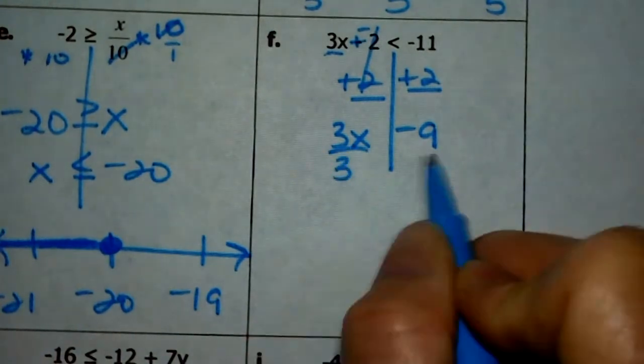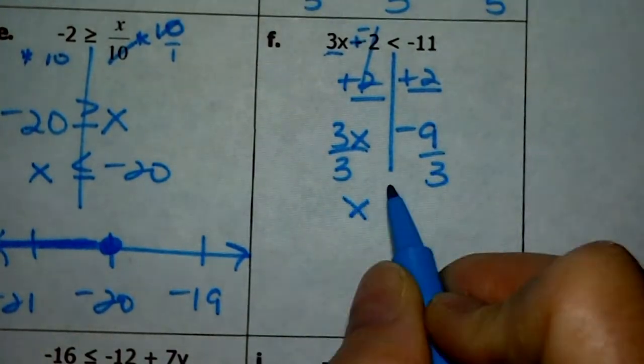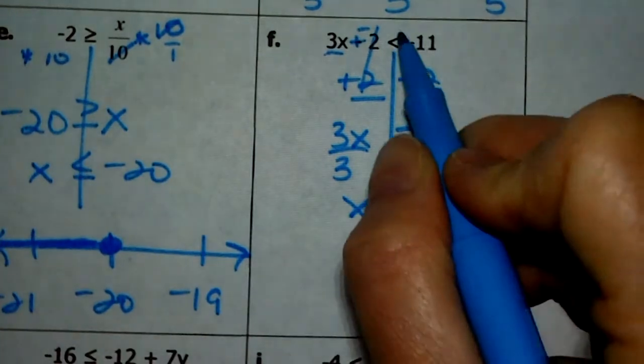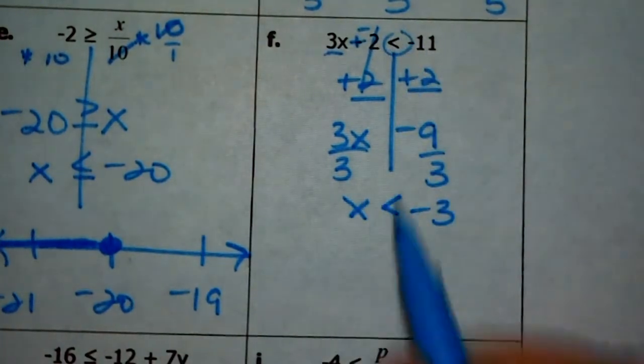To finish solving that, you divide by 3. I have x on this side, negative 3 on this side. Bring your symbol down the way it was.